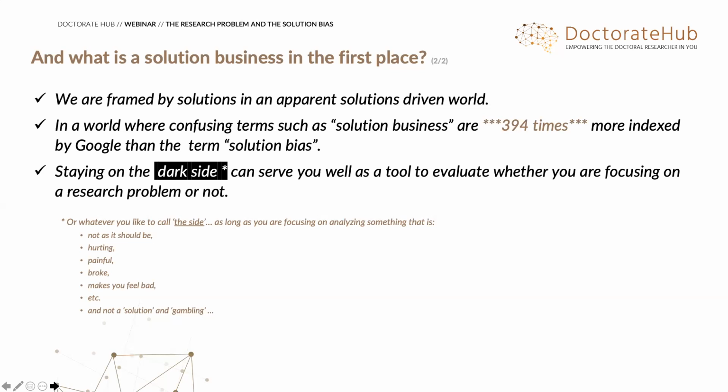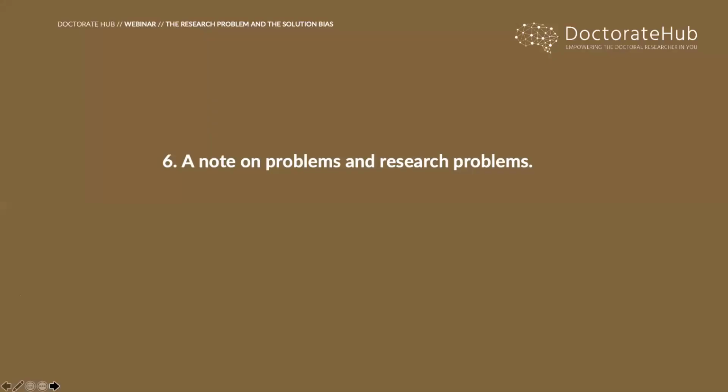This is perhaps most obvious if you want to know where you are. You don't need to call it dark side. It might also be something like, it is not as it should be. It is hurting, it is painful, it is broke, it makes you feel bad. So if you want to control yourself, work over that side. Don't trust the information provided to you through search engines.